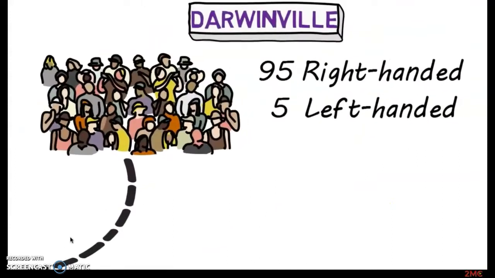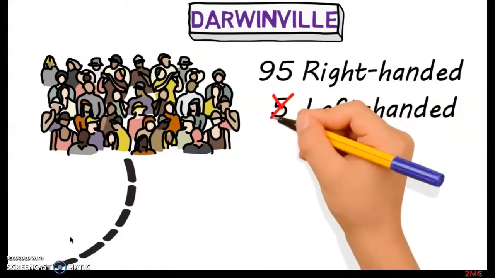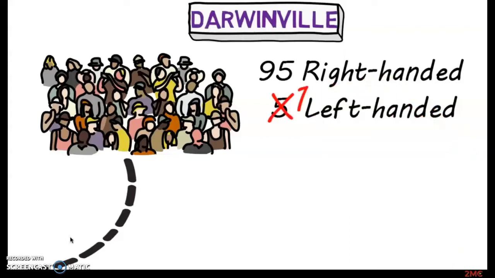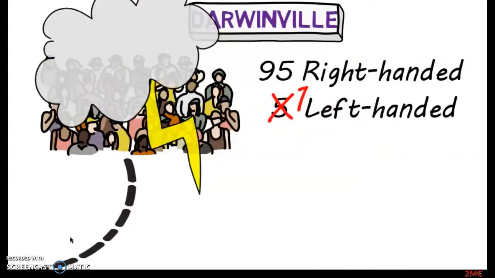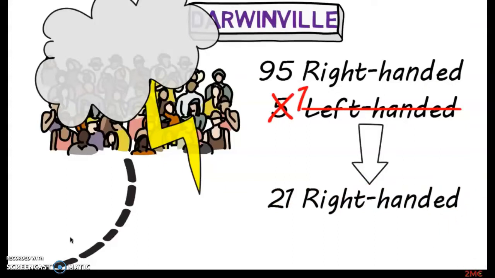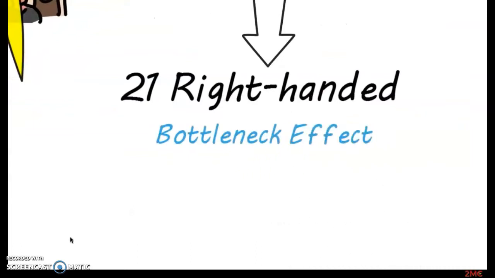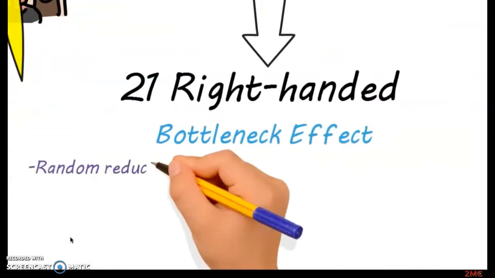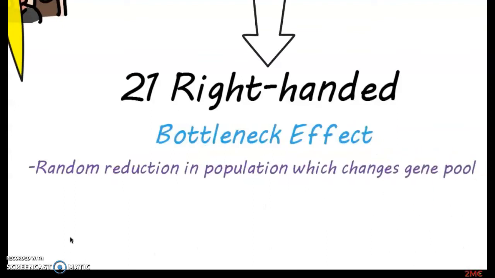So let's go back to our town of Darwinville, where we now have 96 people and only 1 lefty. Let's say a freak storm comes through and kills 75 of the residents of Darwinville, including our last left-handed person and all remaining recessive left-handed alleles. And then the new population, now 21 individuals, will have no left-handed posterity from this point on. So this is an example of the bottleneck effect, when there's a random reduction of the population due to some random event.